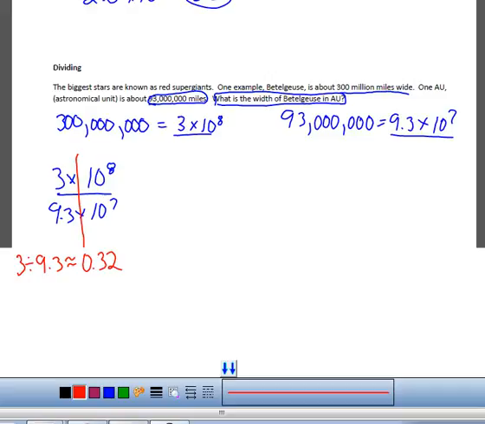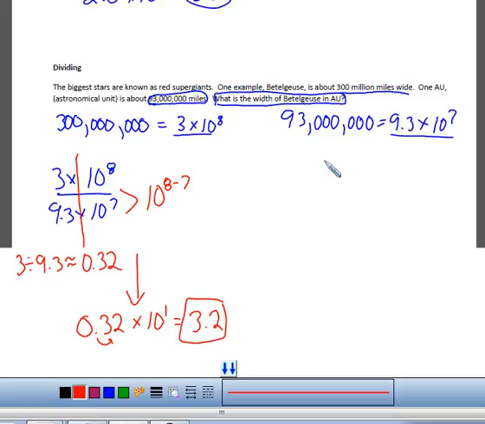Now let's take care of the exponential terms. So I have 10 to the 8th divided by 10 to the 7th. That's really 10 to the 8th minus 7. And that's obviously 10 to the 1st power. So my answer is going to be 0.32 times 10 to the 1st power. Now this is not in good scientific notation, but really it doesn't matter because we're going to expand it to standard form anyways. 0.32 times 10 to the 1st power, I'm going to move this over 1, and I just end up with 3.2. So there's my answer.